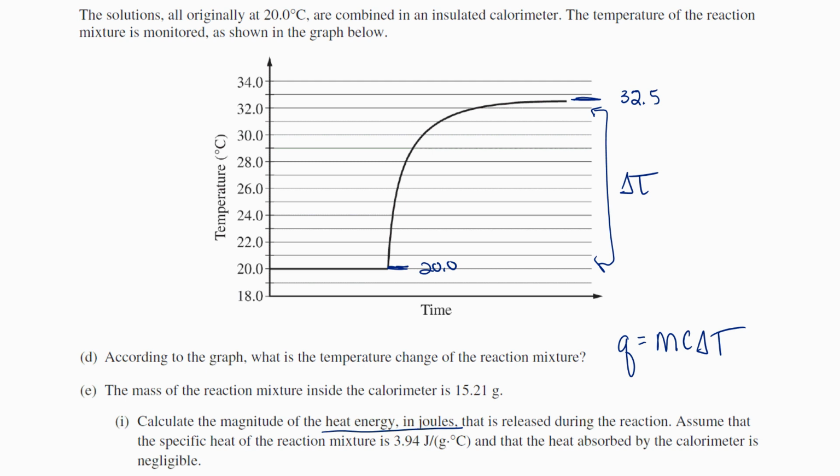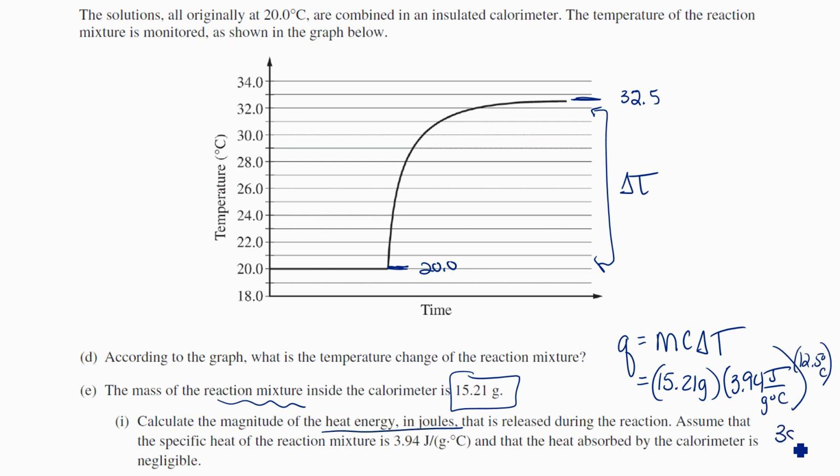And some of these problems, the tricky part about MC delta T is determining the mass correctly. Like, should I combine the masses together or do they stay separate? What's going on in the context? In this problem, they make it pretty clear that the entire reaction mixture is 15.21 grams. So they made picking the mass easy for you because they only give you one option there. And then the specific heat is 3.94 joules per gram degree Celsius. And the change in temperature was 12.5 degrees Celsius.